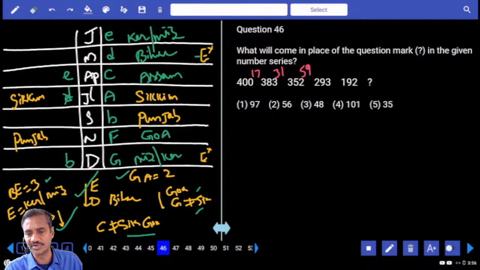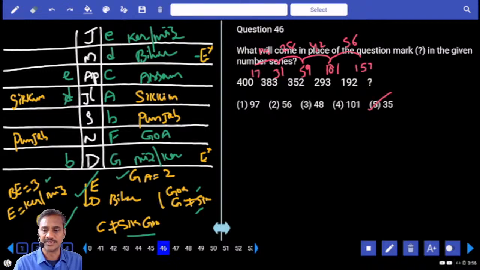And 293 and 192, what is the difference you have? 101. Then what should be the next difference? Now 17 and 31, the difference is so much? 14. And next one, 31 and 59, the difference is so much? 28. And the next difference is so much? 42. And 14 into 1, 14 into 2, 14 into 3, 14 into 4, that is 56. And 101 and 56, what is the difference we have? 157. 192 minus 157, that is 35, choice 4 for question number 46.